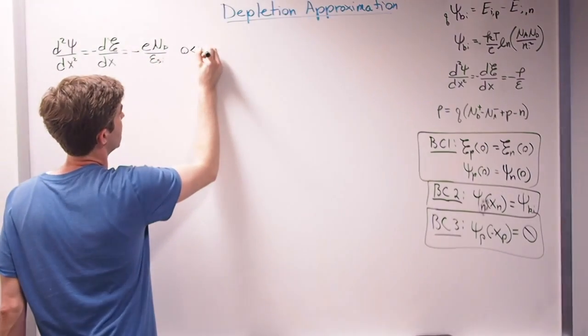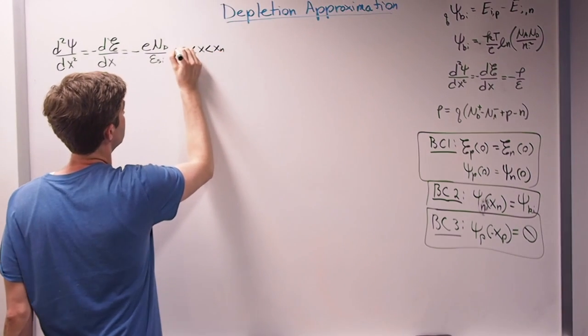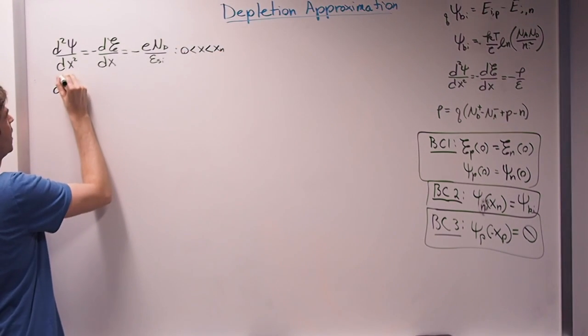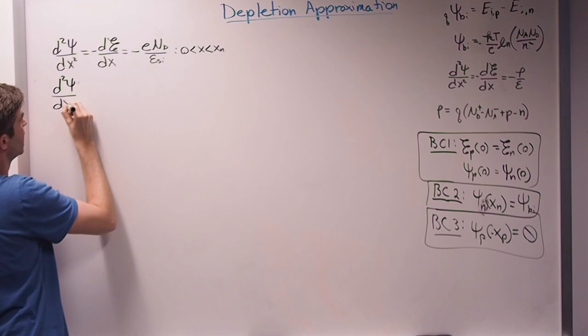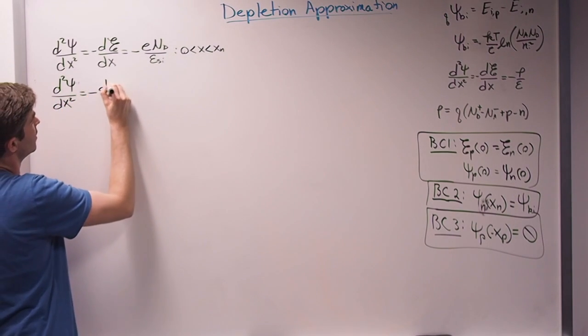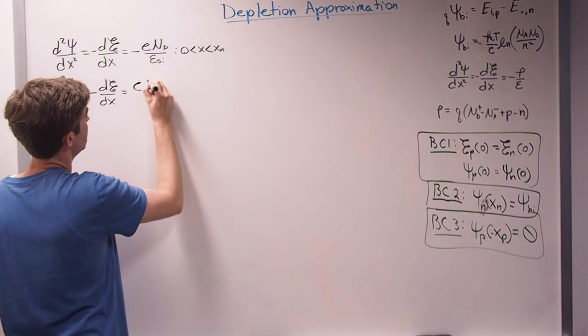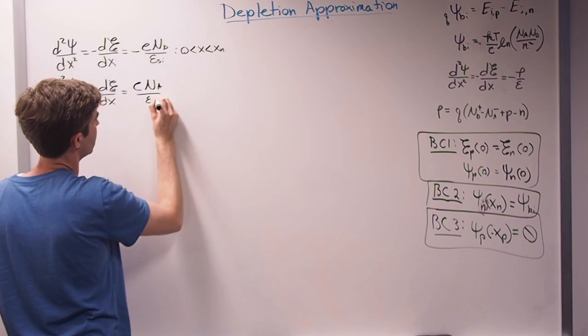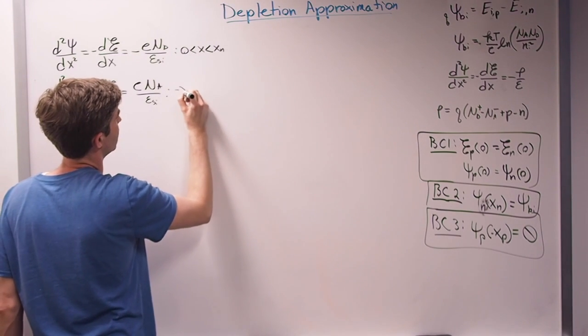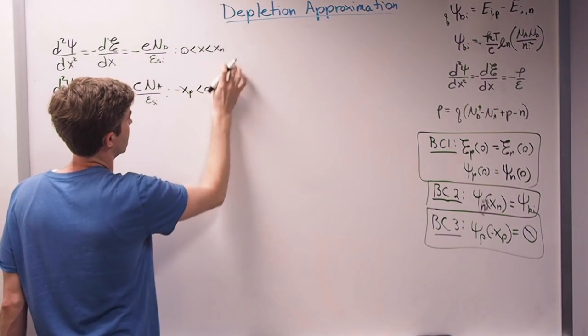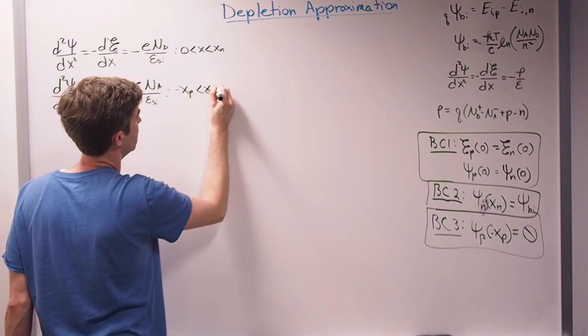And this is from 0 to x_n. In our P region, the same thing applies. d squared phi over dx squared equals negative dE over dx, which is equal to the positive q N_A over epsilon_Si. And this is valid from negative x_p to 0.